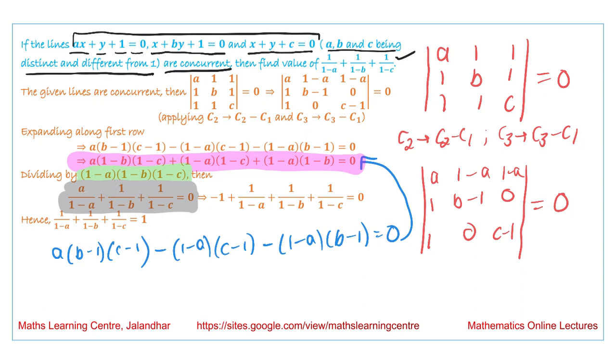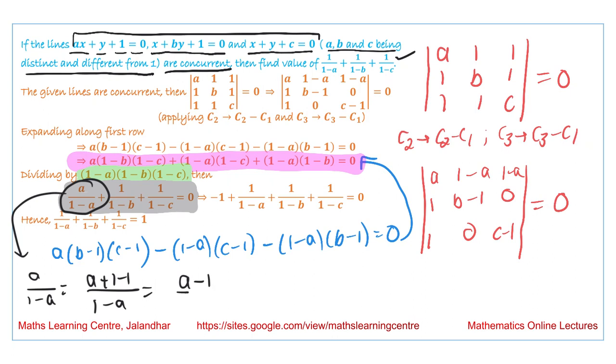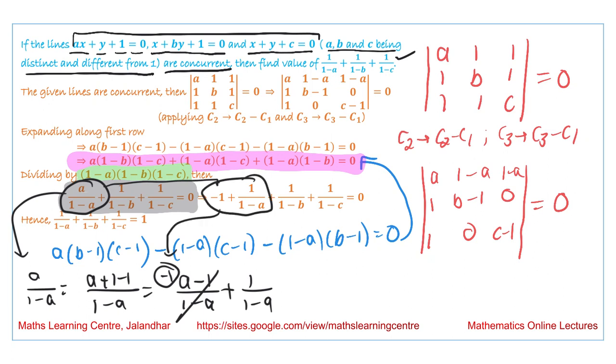Now look at this first term. It is a over 1 minus a. We can write this as a plus 1 minus 1 over 1 minus a, which is equal to a minus 1 over 1 minus a plus 1 over 1 minus a. These two terms get cancelled and we are left with minus 1. So we are writing this term in the form 1 over 1 minus a minus 1.